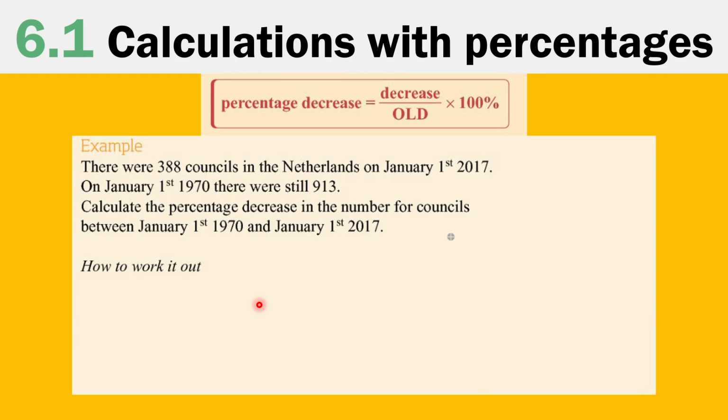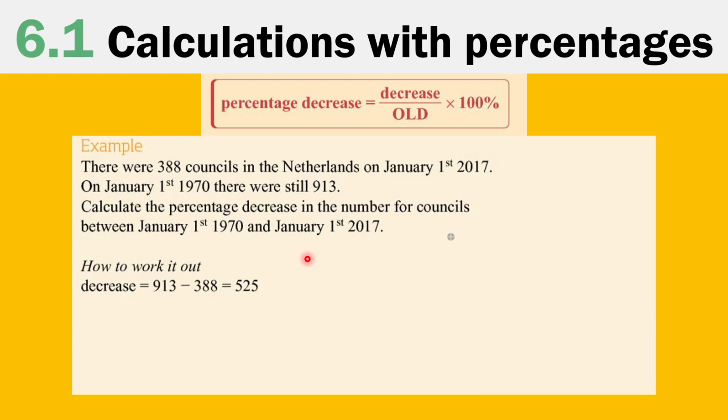So what's important here is to first calculate the decrease. Wat is nou de afname? Afname is 913 min 388 is 525. Your decrease is 525. So what's your percentage decrease? That's what they ask for here. It is going to be decrease divided by old. What is the old thing here?